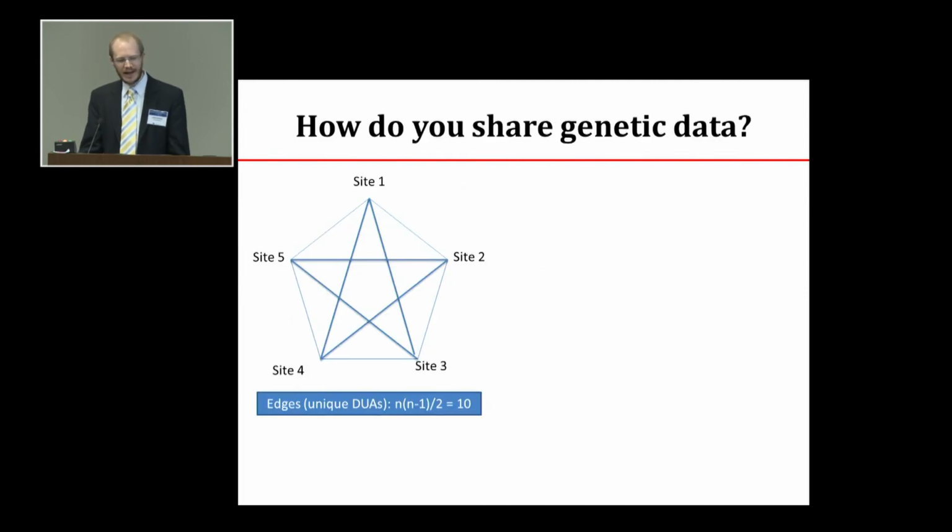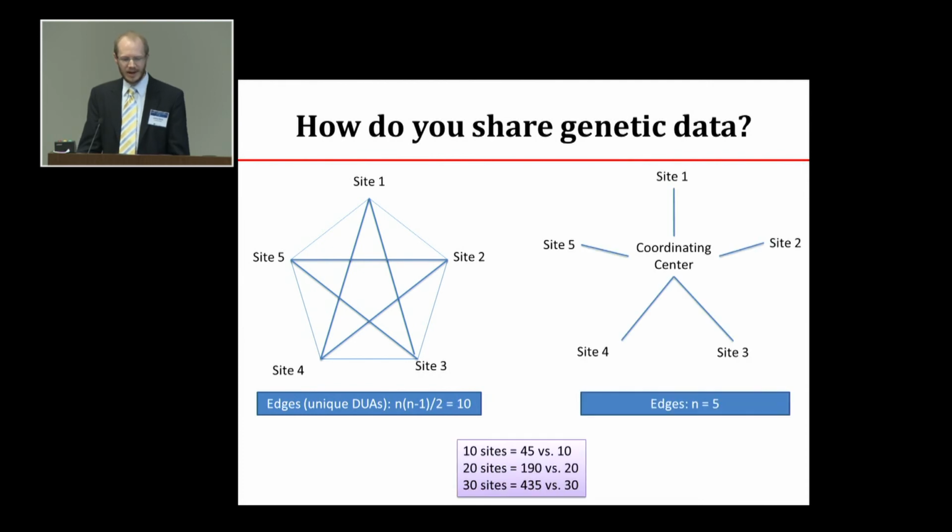I wanted to mention a little bit about sharing genetic data that we found through eMERGE. If you were to take 5 sites, like we had initially in eMERGE, and just look at the connections between them, and if we all made agreements with each other, we would have formed 10 agreements to share the data, which is doable. But if you make an agreement with one central coordinating center, you only have to make 5 agreements, and then that data can easily be shared across the network.